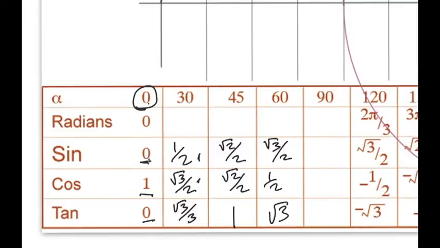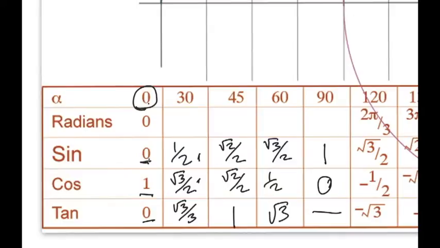Now we get to 90 degrees, and they swap places again. The sine of 90 degrees is 1. The cosine is 0. Tangent of 90 is undefined. We have no idea what that is because it's 1 divided by 0. So, I wanted you to see this is where the numbers go.